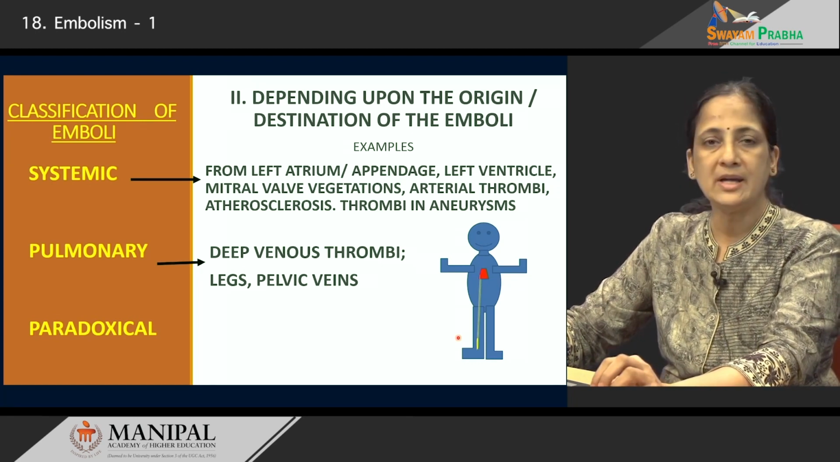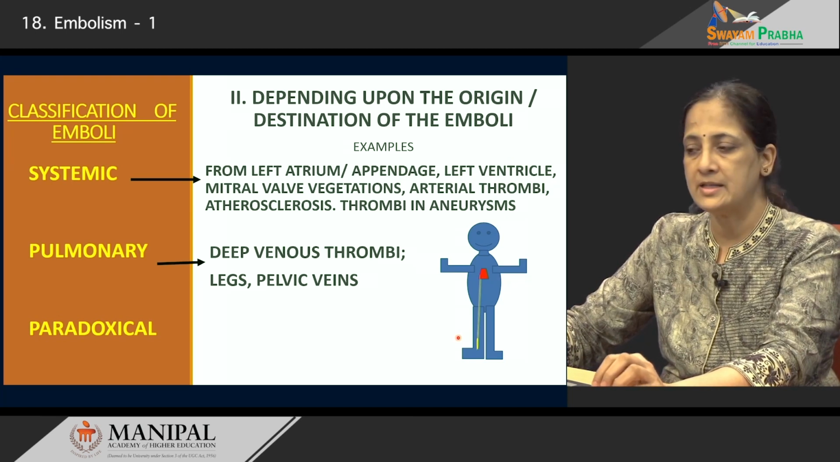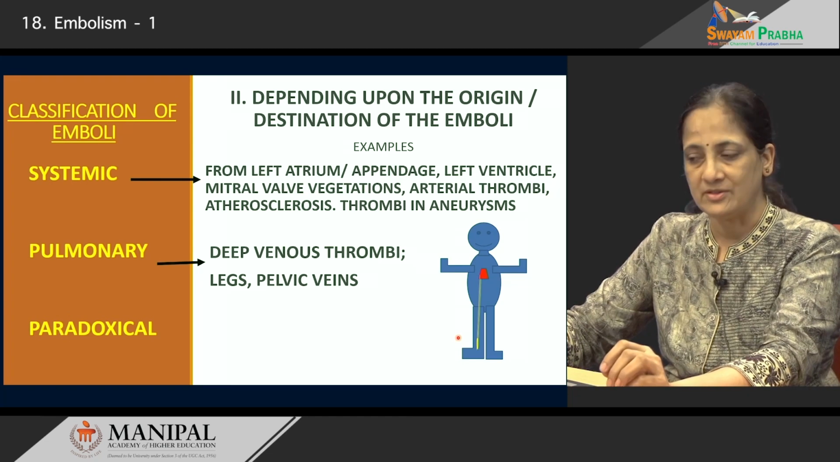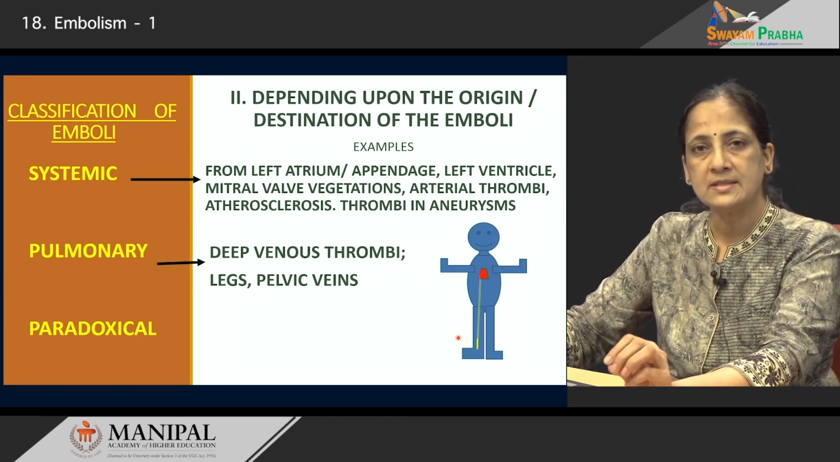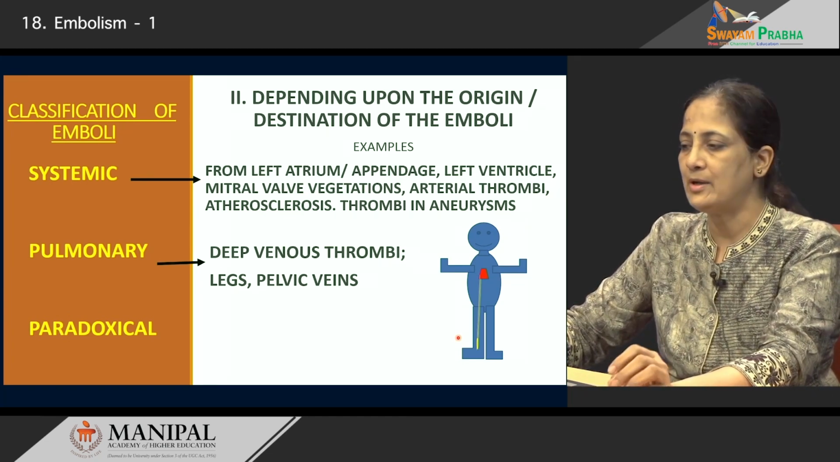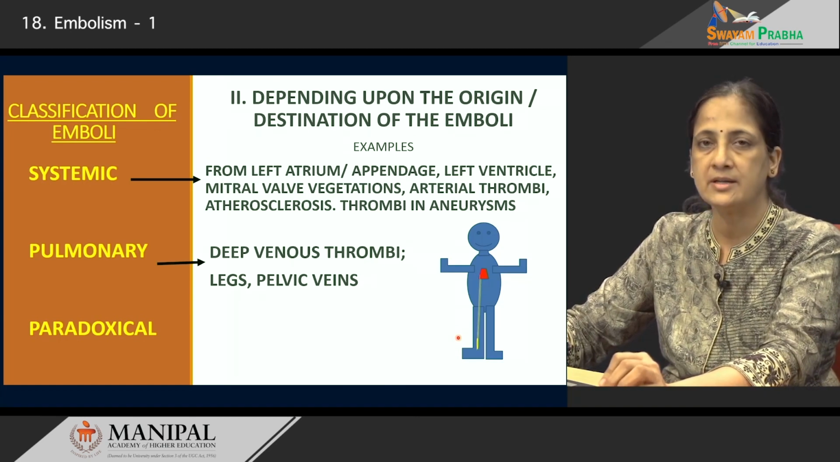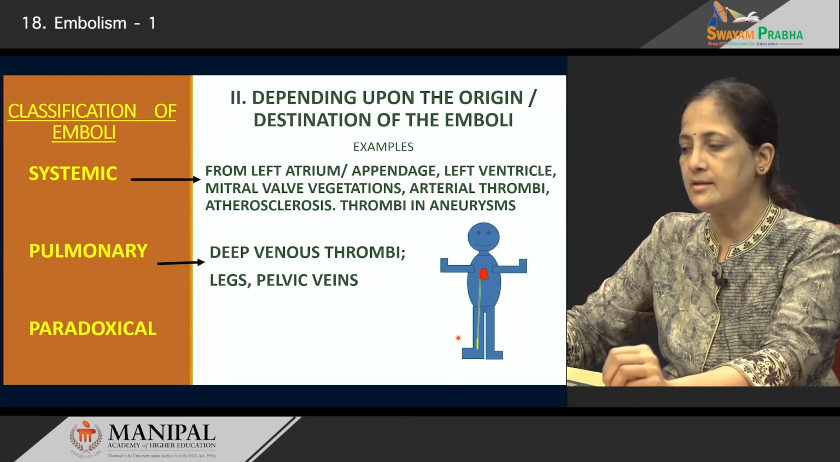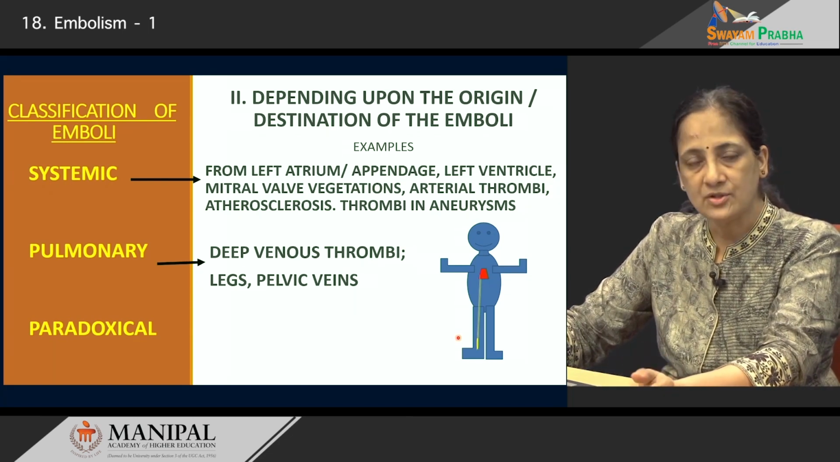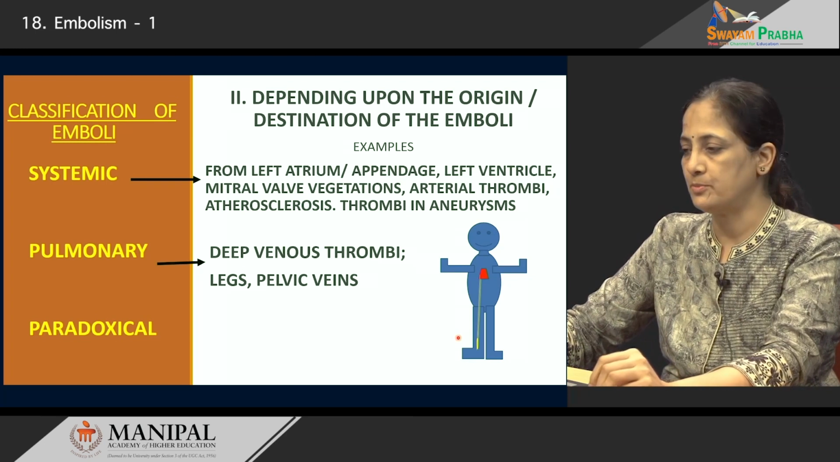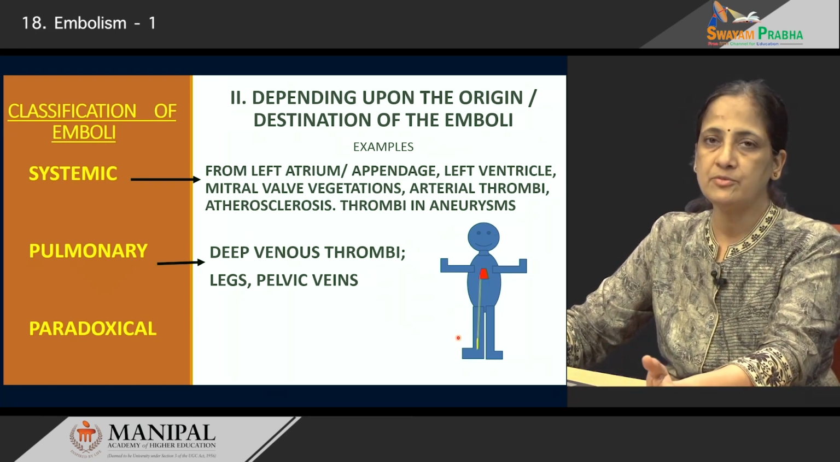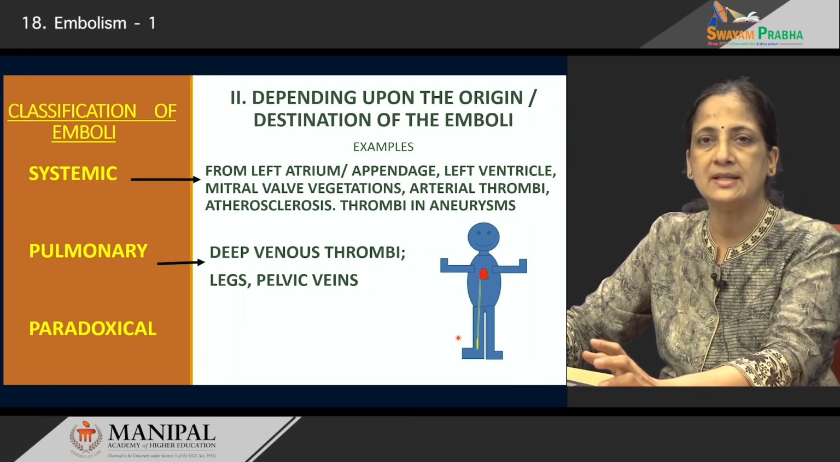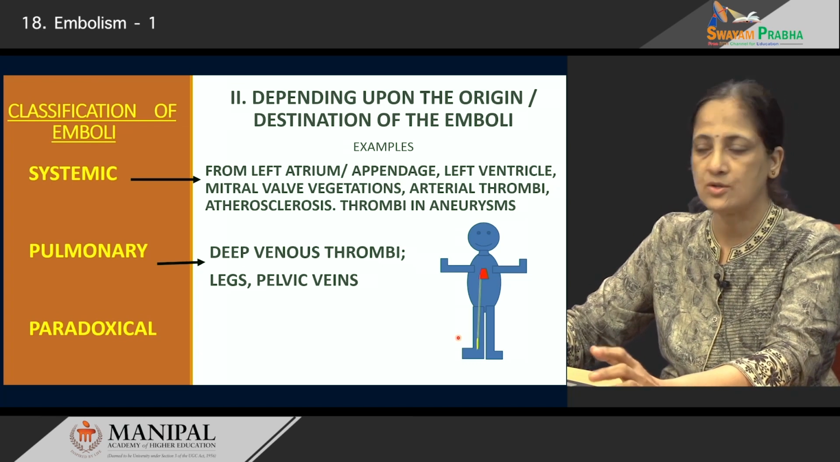So, systemic arterial emboli arise from either the left atrium or its appendage, the left ventricle, from the surface of the mitral valve where vegetations may form in a condition called infective endocarditis, from arterial thrombi, from atherosclerotic plaques which have superimposed thrombi, and from thrombi within aneurysmal dilatations of the arteries or arterioles.